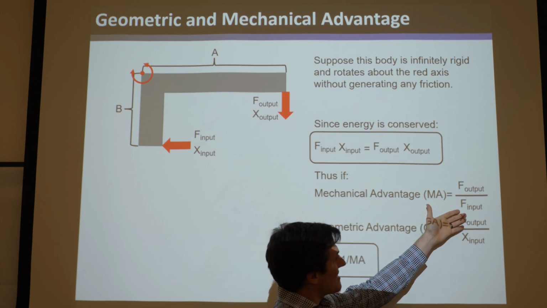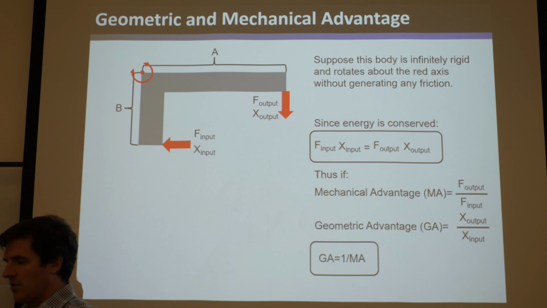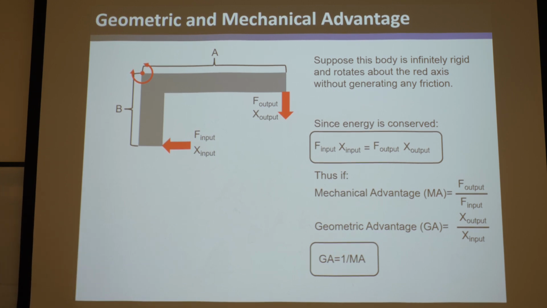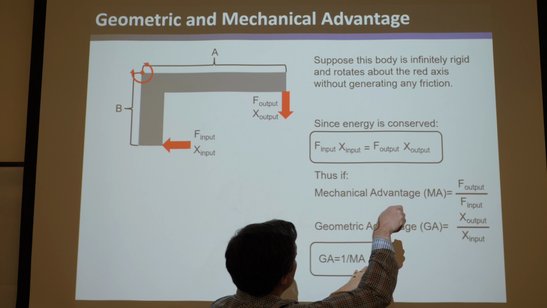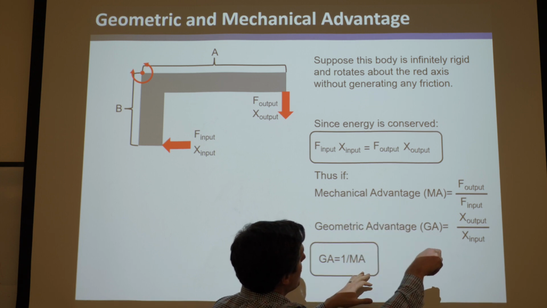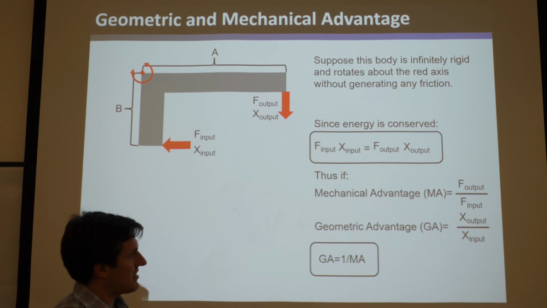Geometric advantage is X output over X input. You're caring more about displacements than loads, right? So anytime you're talking about loads, you're usually talking about mechanical advantage. When you're talking about geometric advantage, you're talking about output or displacements, right? And in this idealized scenario, if you just take this divided by that, you can prove that the geometric advantage is the inverse of the mechanical advantage.